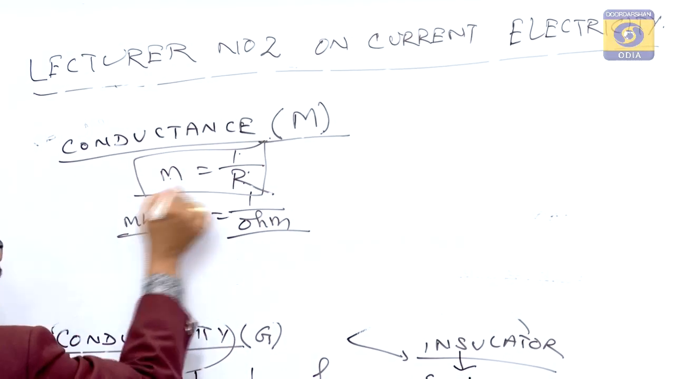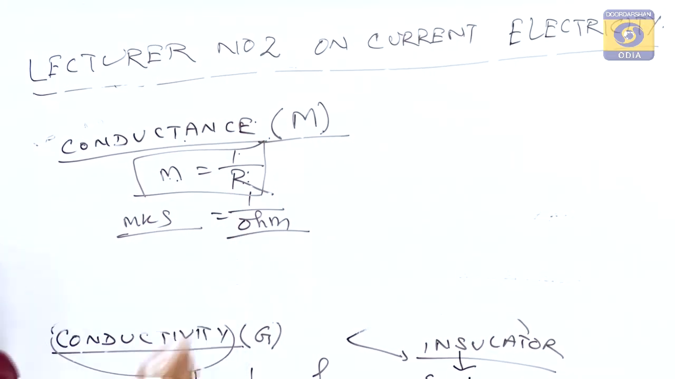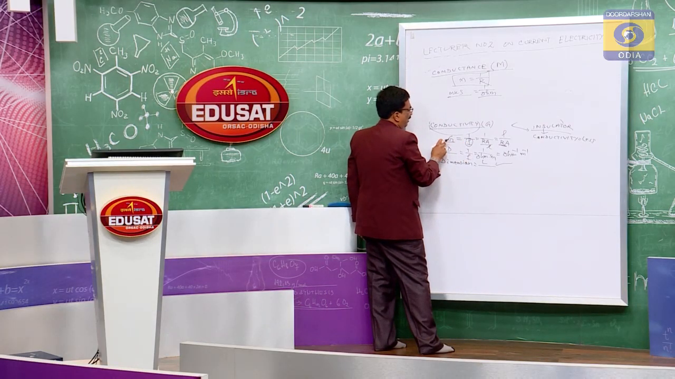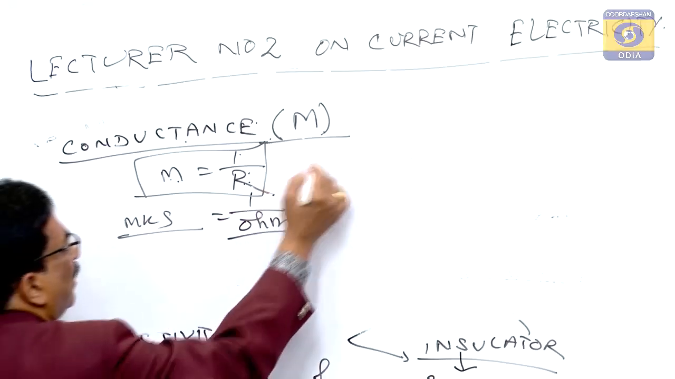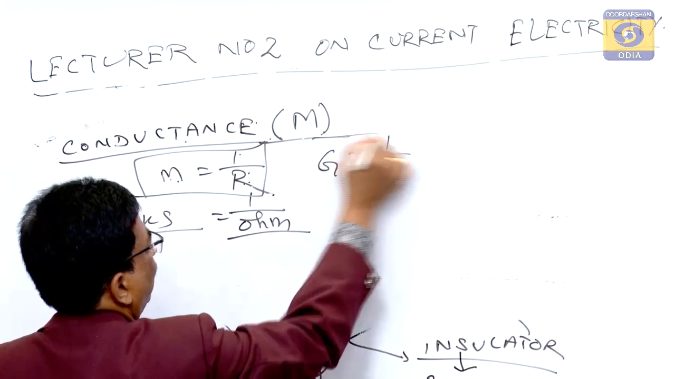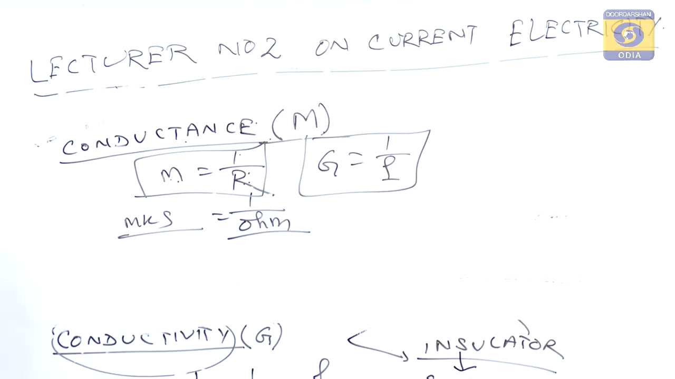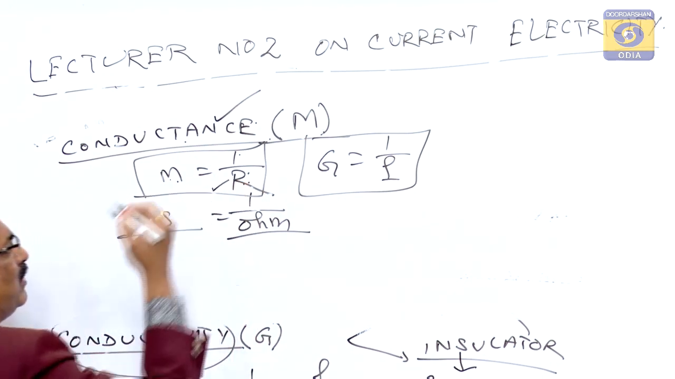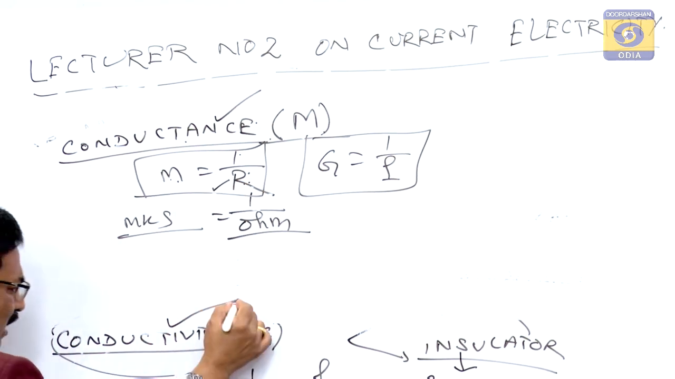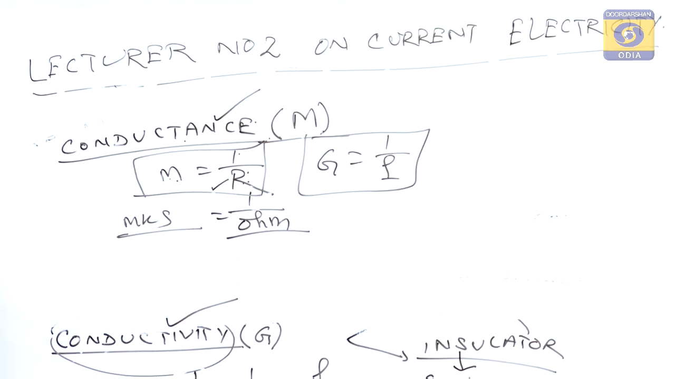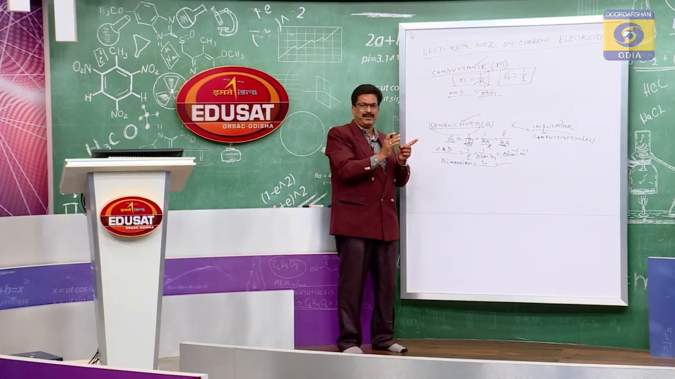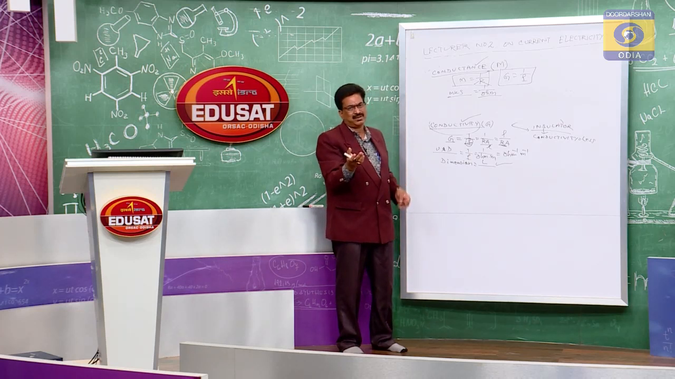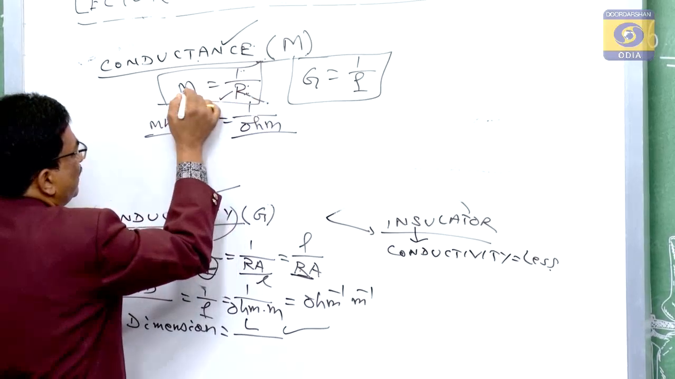So, reciprocal of the resistance is the conductance, and the reciprocal of the resistivity is the conductivity. G is equals to 1 by rho. So, how will you remember these two? There is a formula for that. The conductance is related with the resistance, but the conductivity is related with the resistivity. If you remember that conductivity is the reciprocal of resistivity, and conductance is the reciprocal of the resistance.